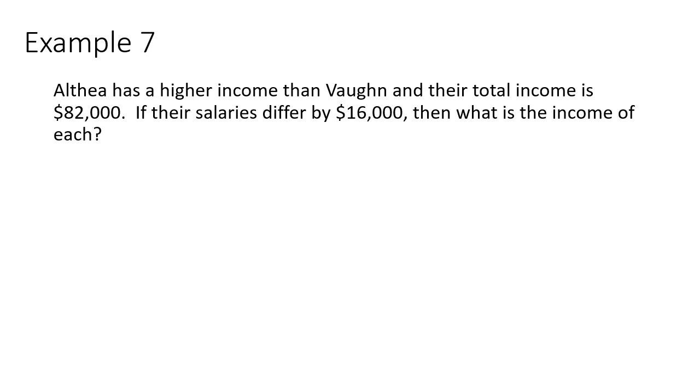So let's give those letters. You could always label them X and Y, but truth be told, you can use any letter you want to. So why don't I use capital A to represent Althea's income, and capital V to represent Vaughn's income. That way we don't lose track of whose is whose.